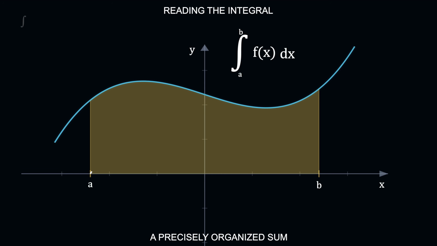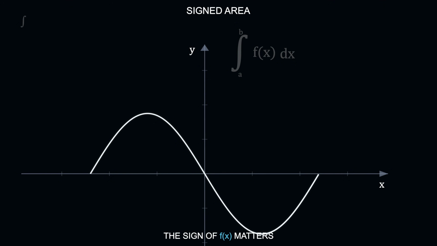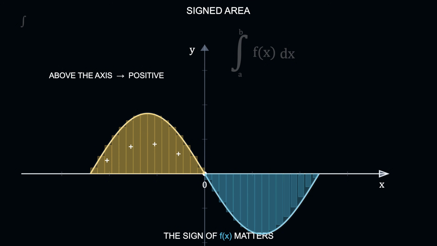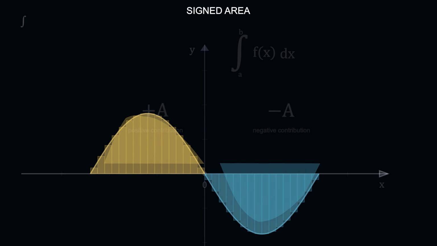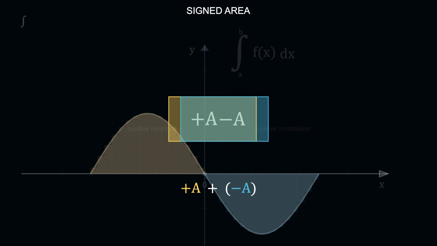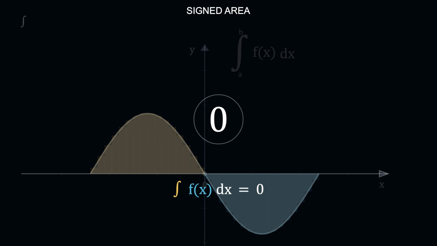There is one important detail. A definite integral does not always represent ordinary geometric area. Regions above the horizontal axis contribute positively. Regions below the horizontal axis contribute negatively. So if a positive region has area A, and a negative region has the same magnitude, their contributions cancel. Positive A plus negative A is equal to 0. The value of the integral is therefore 0, even though a visible geometric region still exists. This is why we call it signed area.